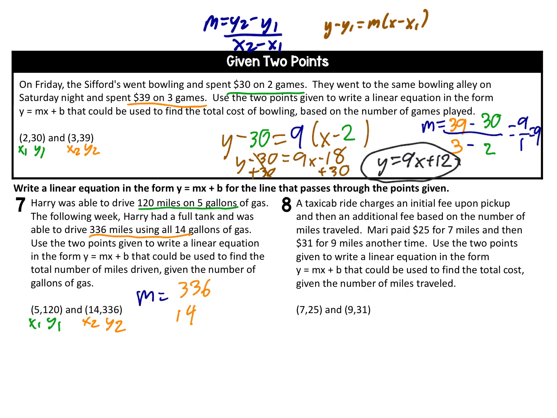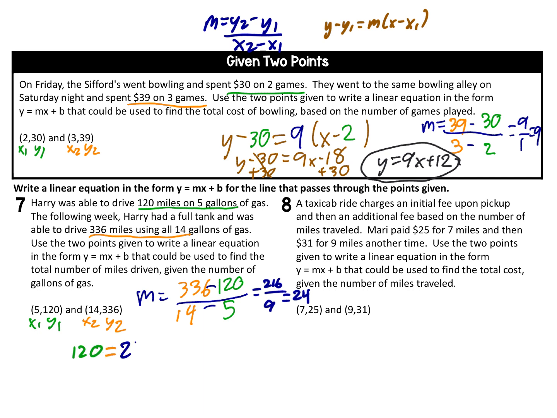Writing our 2 points, (5, 120) and (14, 336), we have x1 is 5, x2 is 14, y1 is 120, and y2 is 336. To find our slope, we are going to subtract 336 minus 120, and on the bottom, we're going to subtract 14 minus 5. This gives us the fraction 216 over 9. After dividing 216 by 9, we get 24.